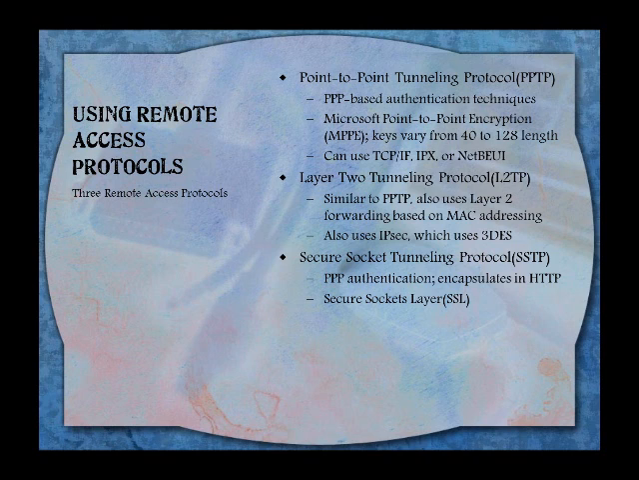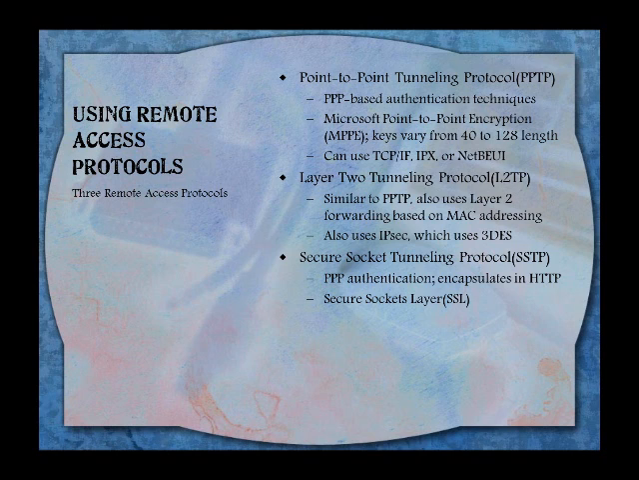So, using remote access protocols, there are three types of remote access protocols: Point-to-Point Tunneling Protocol, Layer 2 Tunneling Protocol, and Secure Socket Tunneling Protocol. Now, Point-to-Point Tunneling Protocol is a PPP-based authentication technique. It uses Microsoft Point-to-Point Encryption, which is MPPE, and the keys vary in length from 40 to 128 bits. It can use TCP/IP, IPX, or NetBEUI.